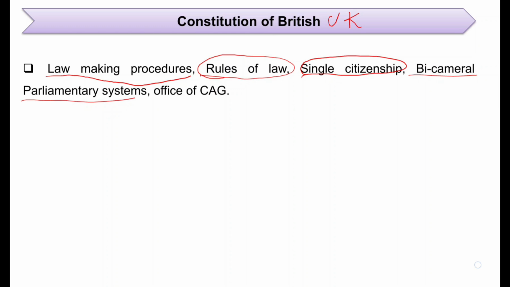So we have borrowed this bicameral parliamentary system from which country? From the UK. That means we have two houses, isn't it? As I have already told you, the upper house, that is the Rajya Sabha, and the lower house, that is the Lok Sabha, along with the President of India. So here we have this bicameral also, isn't it? Bi means two.